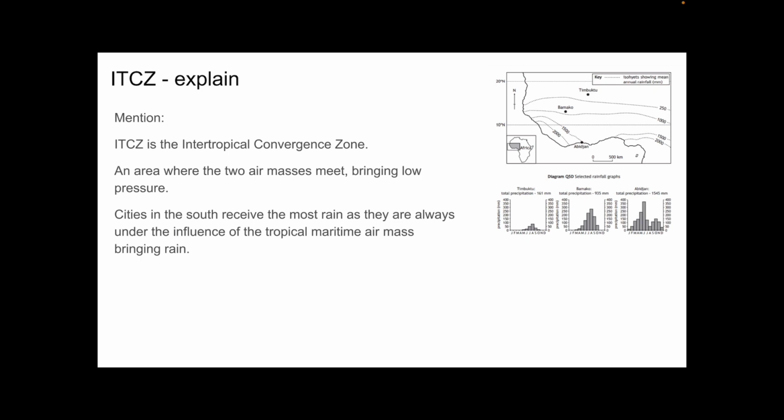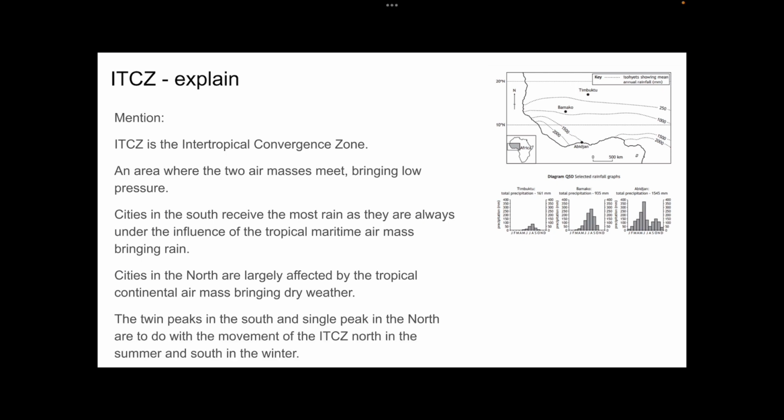Cities in the south receive the most rain as they're always under the influence of the tropical maritime air mass. Again, it will give you a mark. Cities in the north are largely affected by the tropical continental air mass, so that's why they get drier weather and lower rainfall patterns or numbers. And then finally, the twin peaks in the south and single peak in the north are to do with the movement of the ITCZ north in the summer and south in the winter. Now, obviously, that's been a bit of a whirlwind through atmosphere, but hopefully it helps.